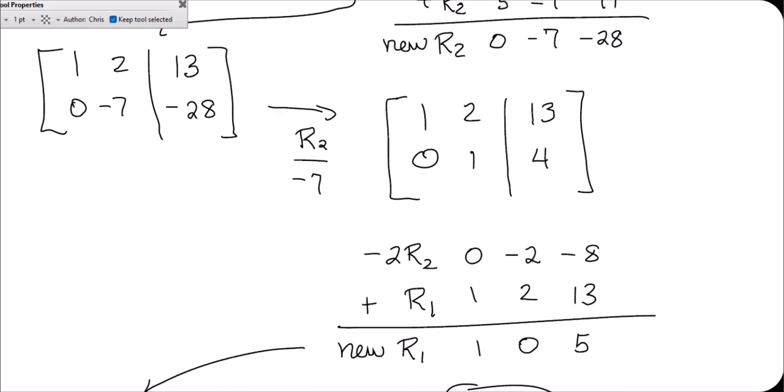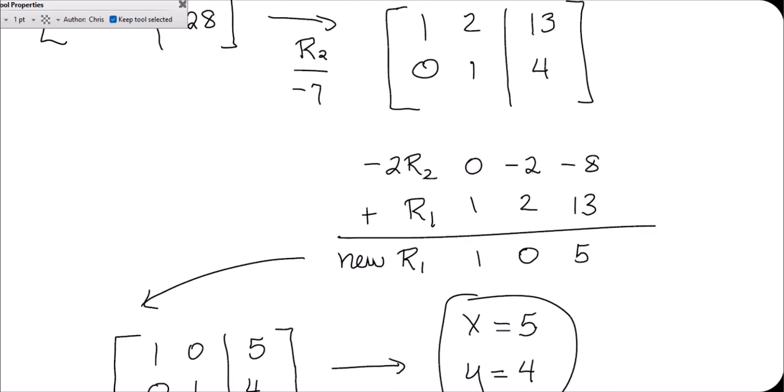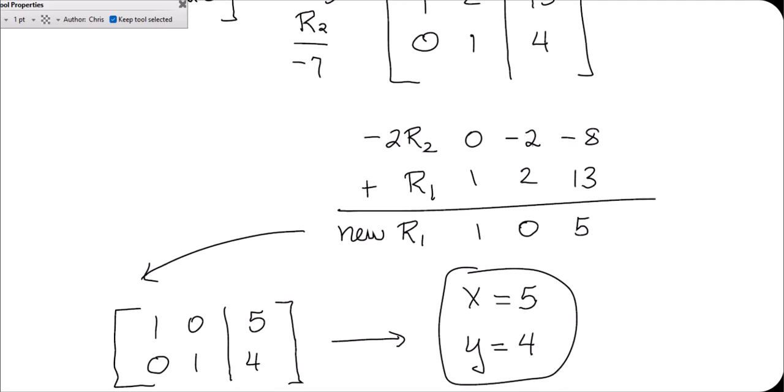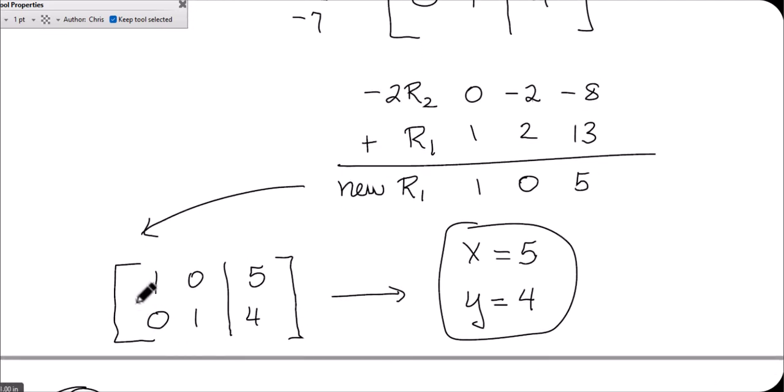So let's see. Minus 2 times row 2. So minus 2 all the way across: 0, minus 2, minus 8. Adding that to row 1, 1, 2, and 13. Add it up. I get 1, 0, and a 5. So that is my new row 1. But look, we're done. 1, 0, 1, 0. And so I can conclude that x is 5 and y is 4.